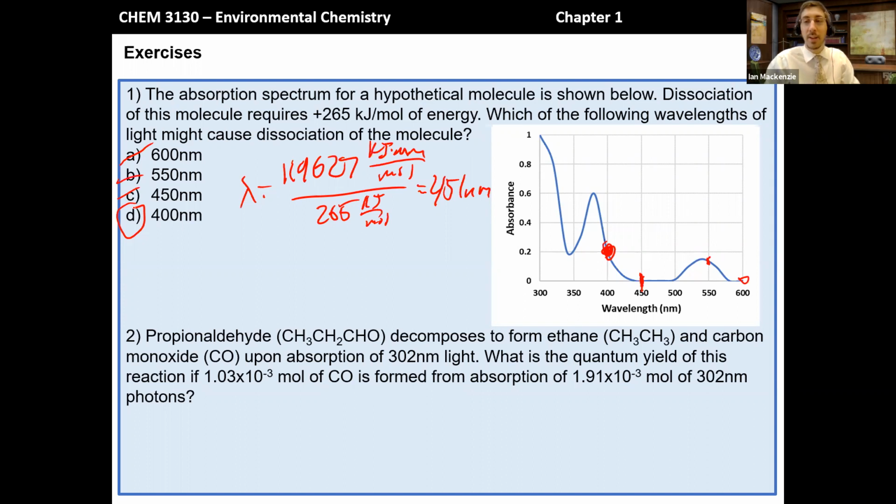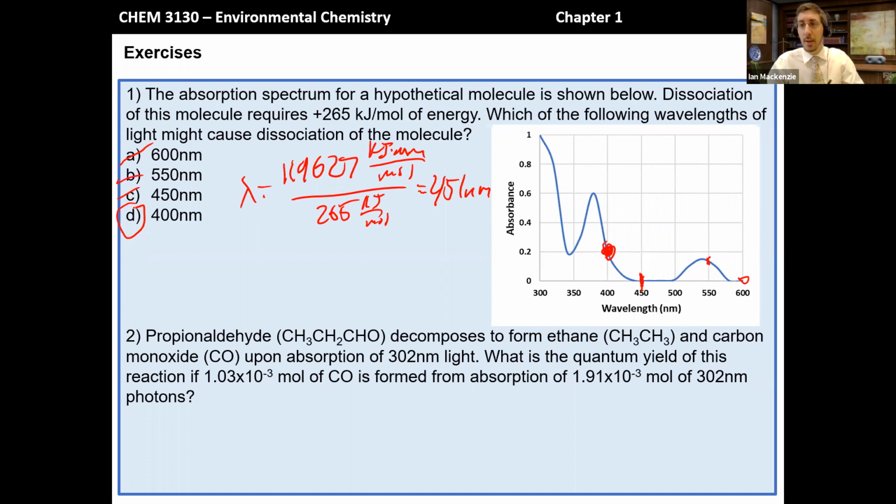The second example here is a reaction. We've got propionaldehyde, which is shown decomposing to form ethane and carbon monoxide, and it does so upon absorption of 302 nanometer light. So what's the quantum yield of this reaction if we produce 1.03 times 10 to the minus 3 moles of CO from absorption of 1.91 times 10 to the minus 3 moles of 302 nanometer photons by propionaldehyde?